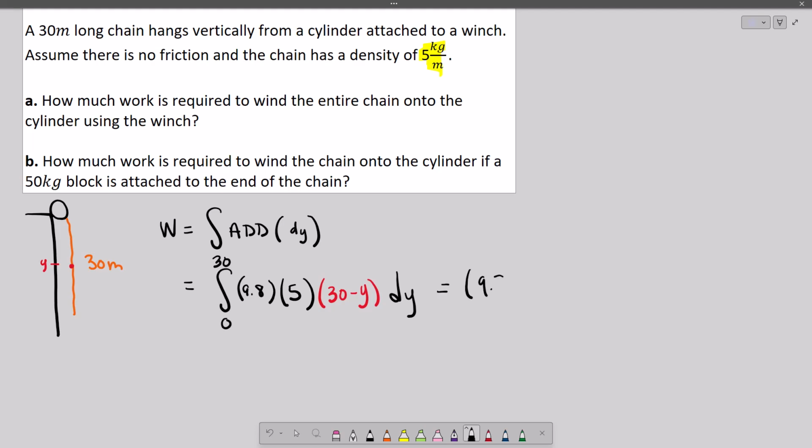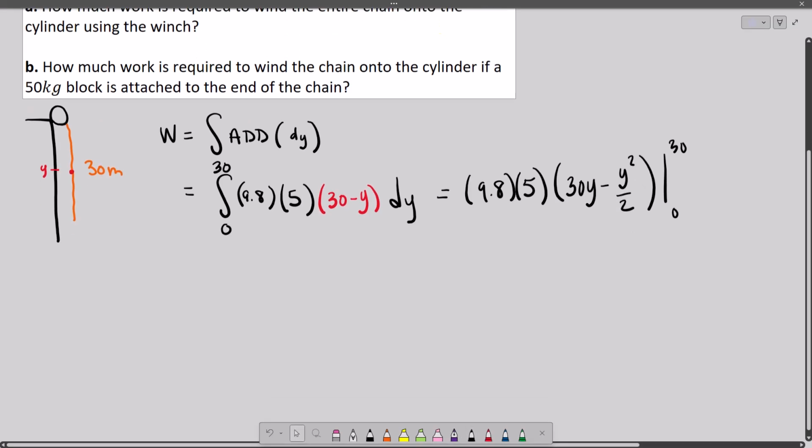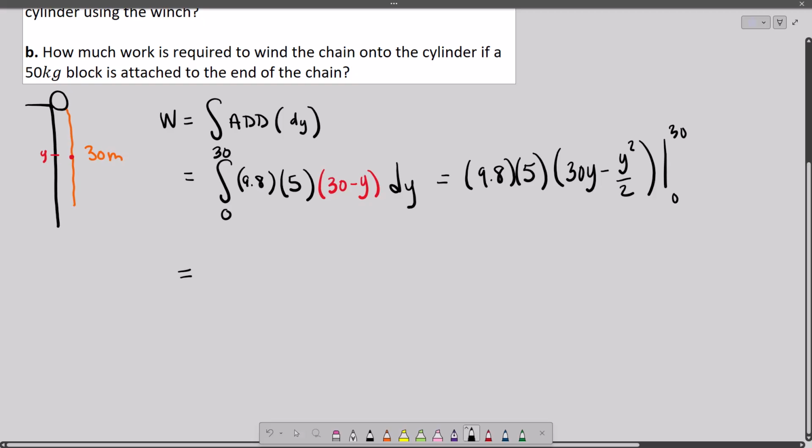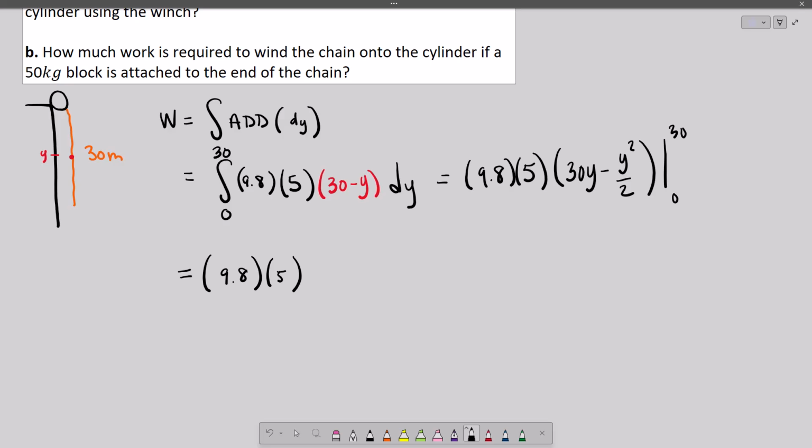So the 9.8 times 5 pops to the front. It is constant. Now we integrate this variable piece, and that integral will be 30y minus y squared over 2. That'll go from 0 to 30. So 9.8 times 5, let's see, what do we get there? So 30 times 30 is 9 with 2 zeros. So what's that, 900? 900 minus 450, so that's going to be 450.